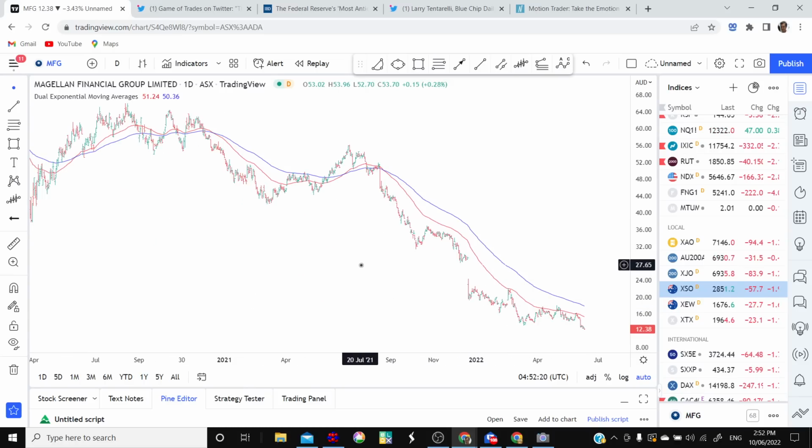Look at this chart of Magellan over the last 18 months, and this stock has been in a downward trend for months and months. It's one of the most important things that I can tell you: trade with the trend. Don't trade against the trend, trade with the trend. That's what my Momentum Trader service is all about. It's all about identifying and investing in bullish trends.